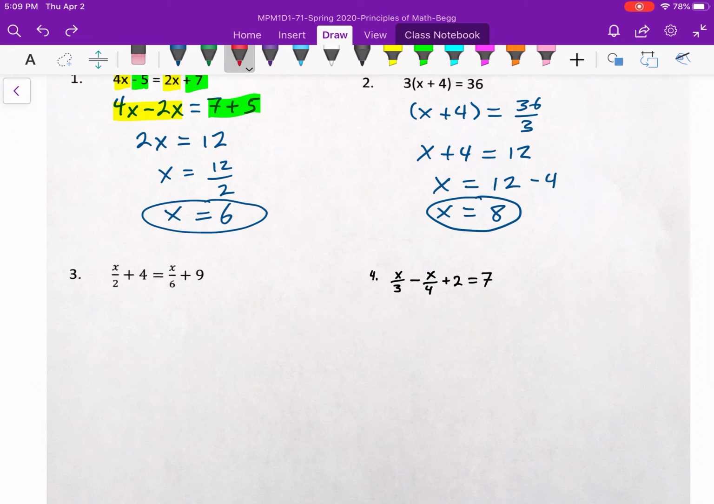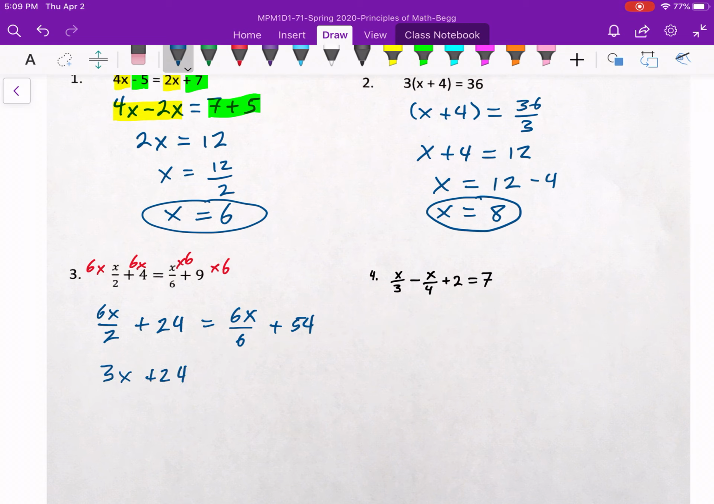So 2 goes into 6, so the lowest common denominator for those two fractions I see there is 6. So if I were to multiply each term in this equation, every single term, by 6, so that's a times sign, so times 6 in each case, what's going to happen is I'm going to get 6x over 2 plus 24 equals 6x over 6 plus 54. And then I can simplify that. I'll get 3x plus 24 equals 1x, or just x, plus 54.